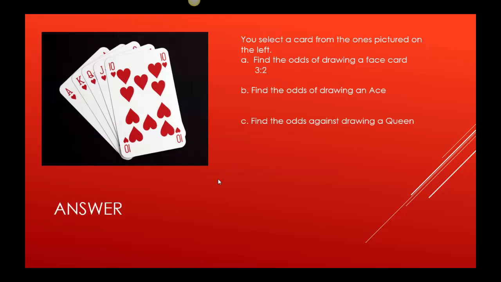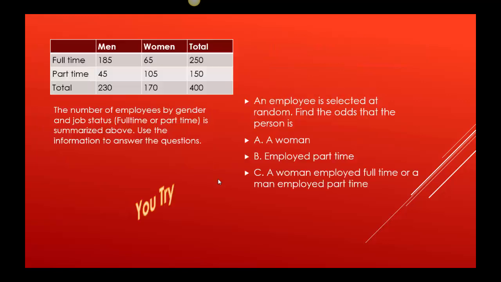Alright, so let's start with face card. There are 3 face cards, king, queen, and jack, and 2 that are not, so 3 to 2. Ace, there's 1, and there's 4 that are not. And then the odds against a queen, so this is not getting a queen. There are 4 things that are not a queen and 1 thing that is a queen.